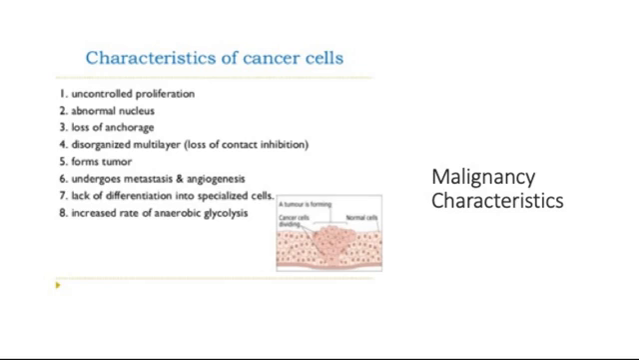So here's another list that describes all the things that really characterize malignancies. They can't control their cell division, their DNA is not right, they don't have that anchorage so they can go anywhere within the body, they're disorganized, they form tumors, they metastasize, and then they grow blood vessels within these tumors called angiogenesis. They're not differentiated, and they don't function well.